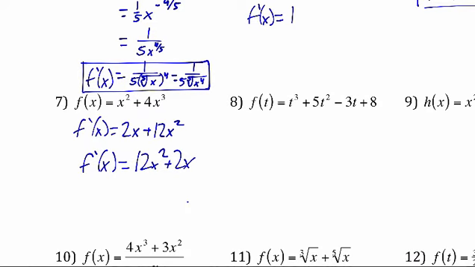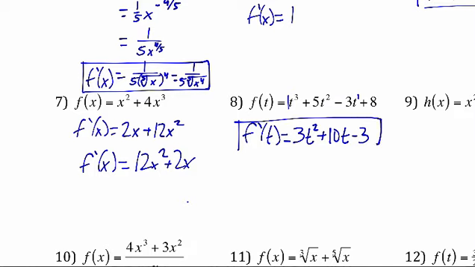Number 8, f of t. This one's got 4 pieces in it. So f prime of t, coefficient of 1 times 3 gives us 3t, subtract 1 from the exponent, so t squared. Next one, 5 times 2 gives us 10. Take away 1 from the exponent, so it's t to the first. This one, negative 3 times 1 gives us negative 3, and it's going to be times t to the 0, so I'm just going to leave it as negative 3. And remember, the constants cancel out when you take the derivative because it's like 8 times x to the 0, so it'd be 8 times 0.